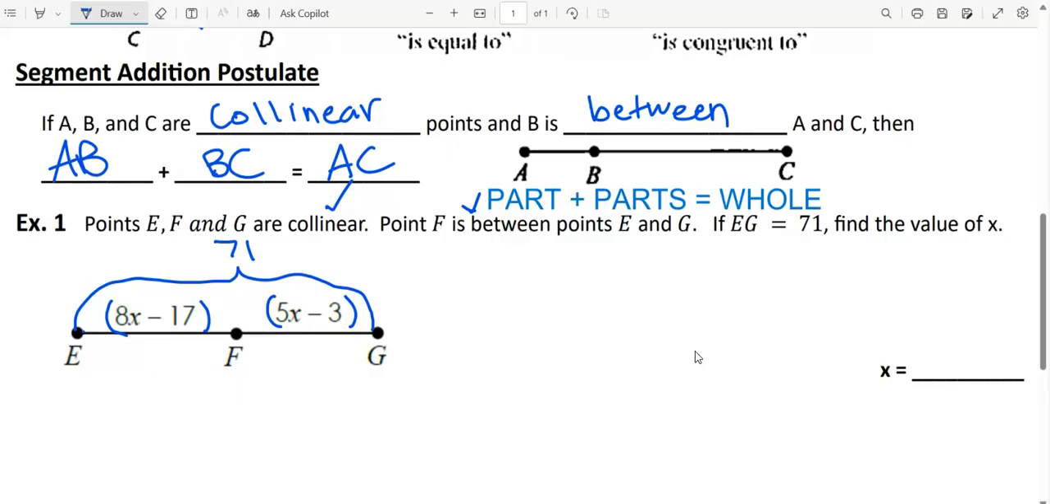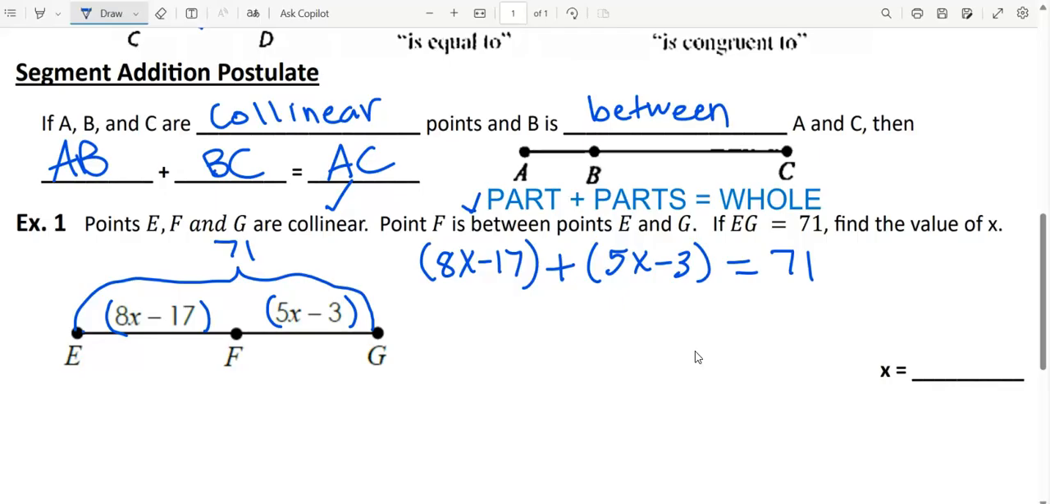So what is the left part? 8x minus 17. So go and start writing your equation here. 8x minus 17. That's the left part. Then plus, make sure you're writing this down, everybody. Plus, then the right part, 5x minus 3. Those two parts have to add up and equal the whole thing that we had to label from E to G, which is 71.